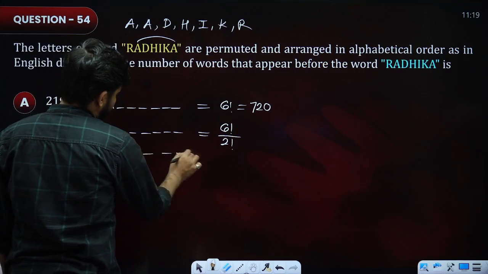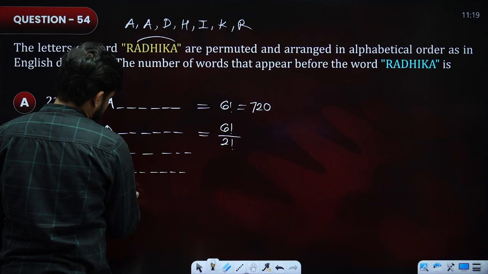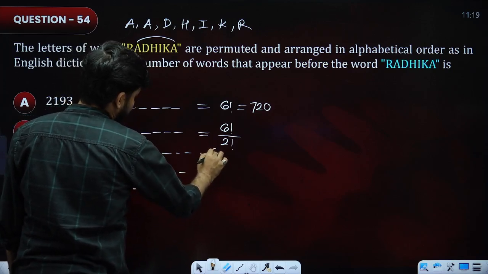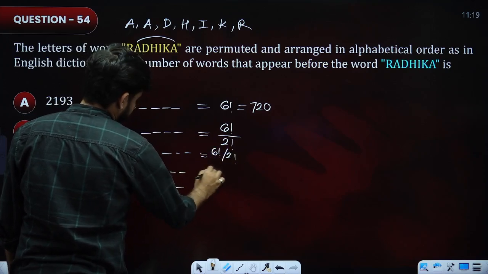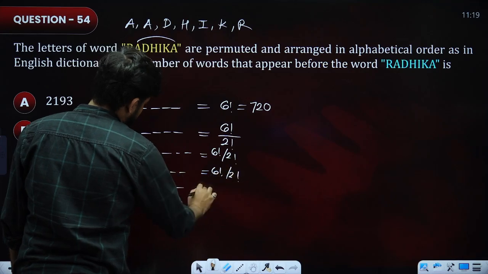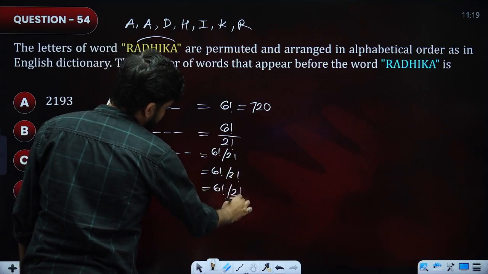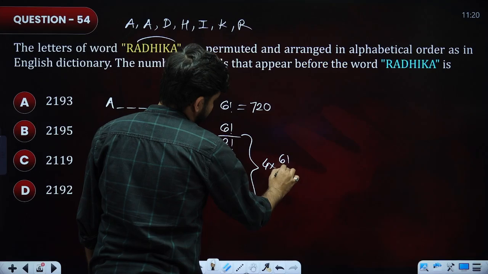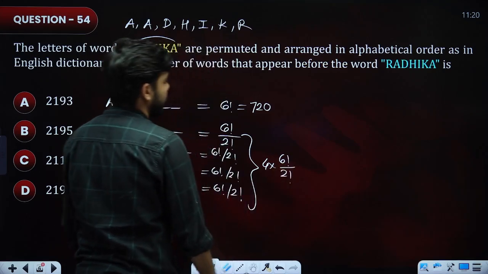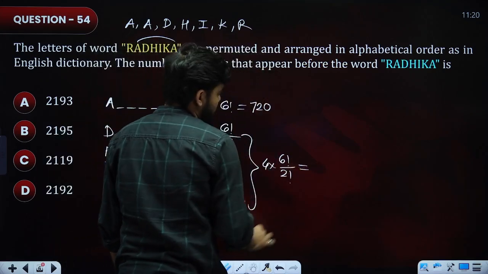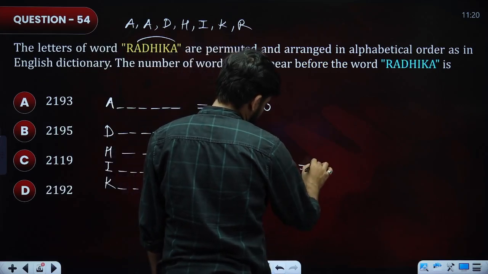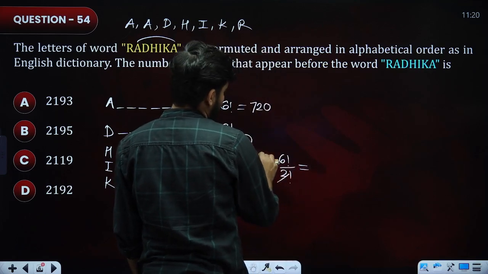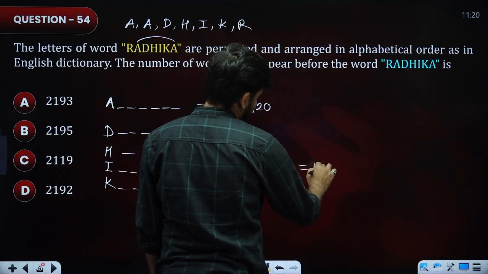For all the cases, we have to take 6 factorial upon 2 factorial. So overall we can write 4 into 6 factorial upon 2 factorial, and this is equal to, we have 4, here we have 2 times, so this is 1440.